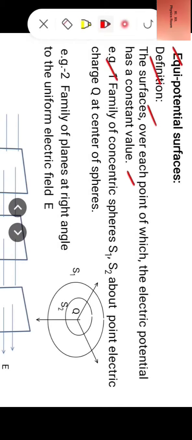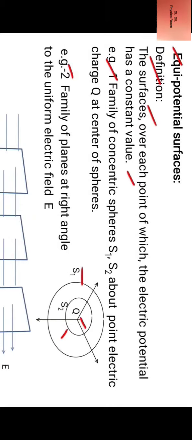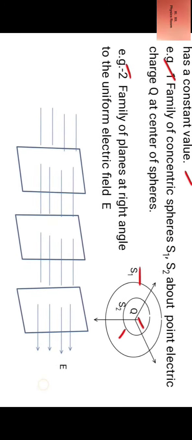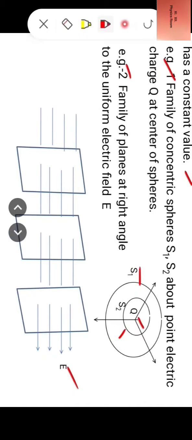For example, number 1, family of concentric spheres S1 and S2 about a point electric charge Q at the center of the spheres. 2, family of planes at right angle to the uniform electric field E. Here you can see in the diagram there are planes at right angle to the electric field E. So this family of planes are all equipotential surfaces, like spheres about a point electric charge.